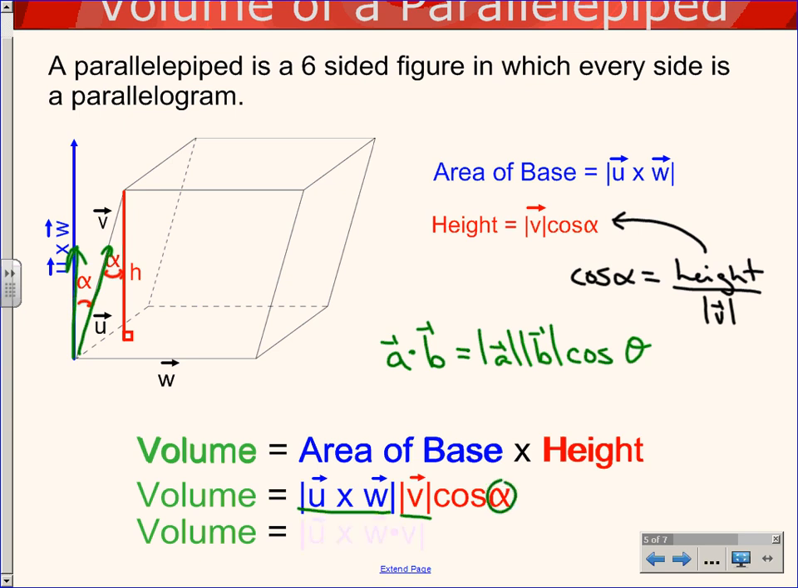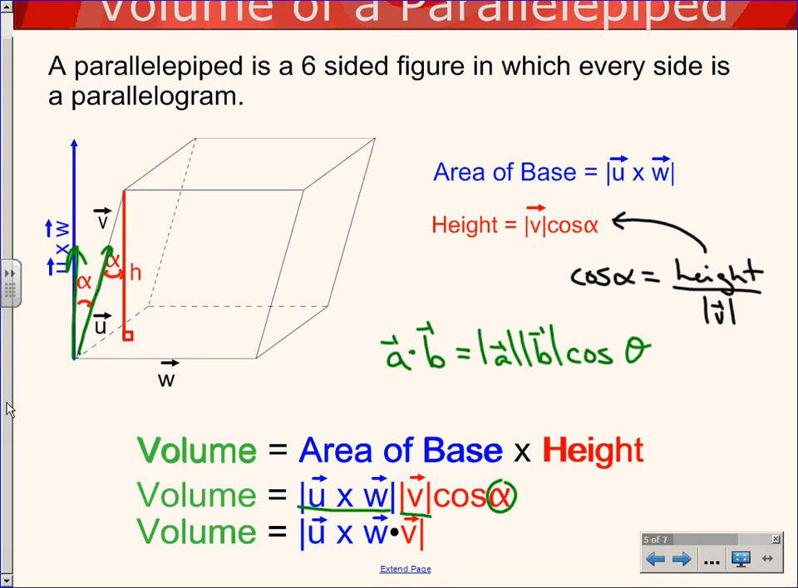So in fact, the volume is equal to that. Let's light that up a little bit. There we go. So we can calculate the volume of a parallelepiped by doing the cross product of two of the vectors and then dot product that with the third vector. Okay, and that's our formula.